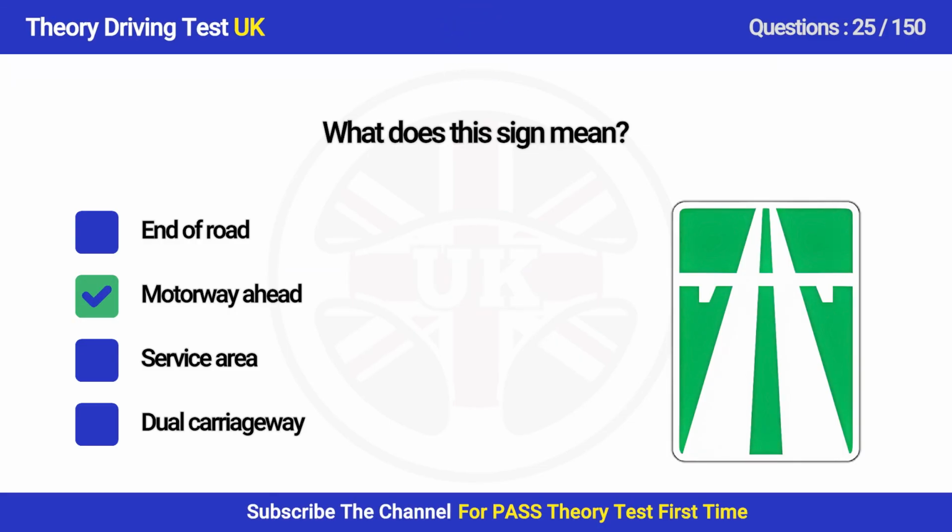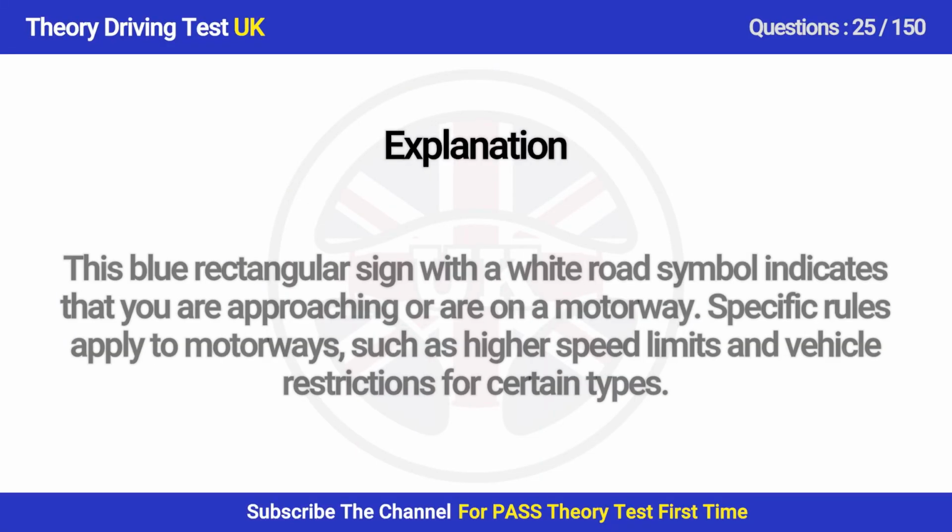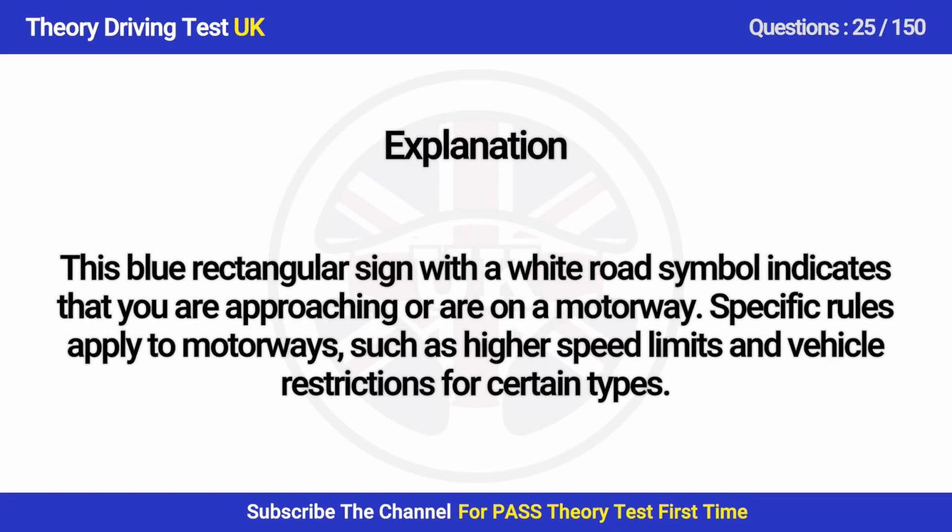Answer is B. Motorway ahead. This blue rectangular sign with a white road symbol indicates that you are approaching or are on a motorway. Specific rules apply to motorways, such as higher speed limits and vehicle restrictions for certain types.